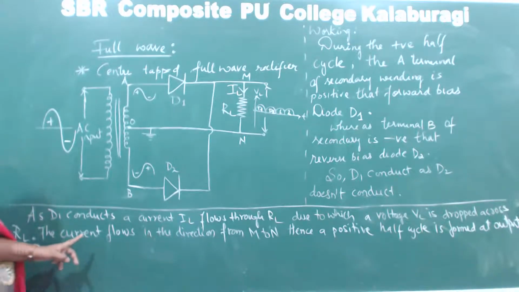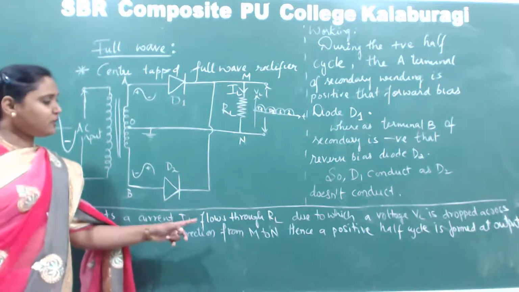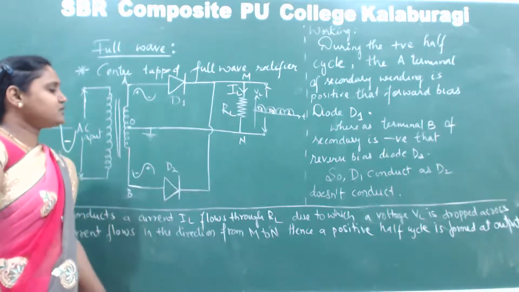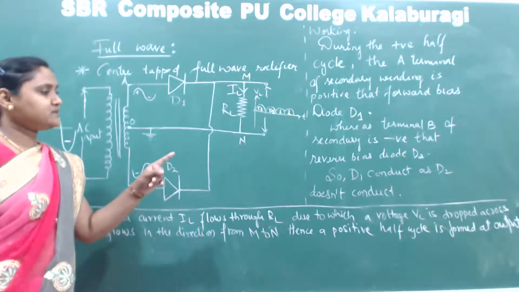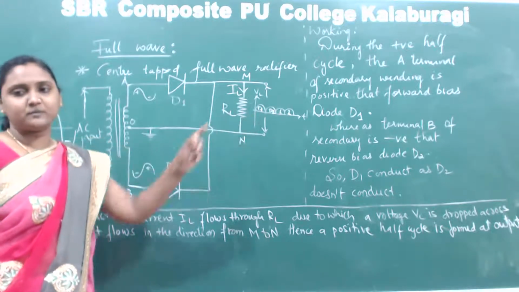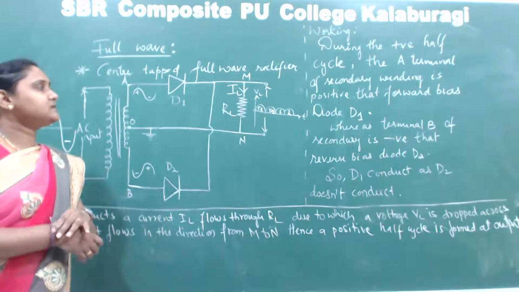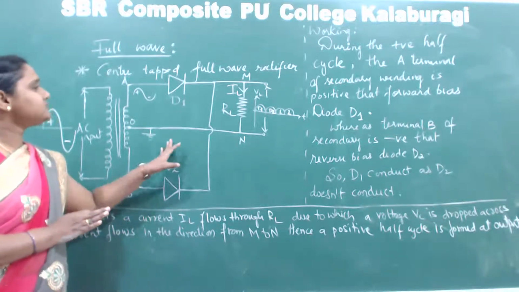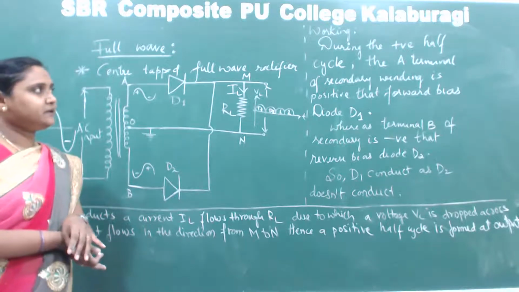Okay, the current flows in the direction from M to N. So this current flows in the direction from M to L. Hence, a positive half cycle is formed at the output. Positive half cycle is formed. So this is the simple explanation of the working of the center tapped full wave rectifier.